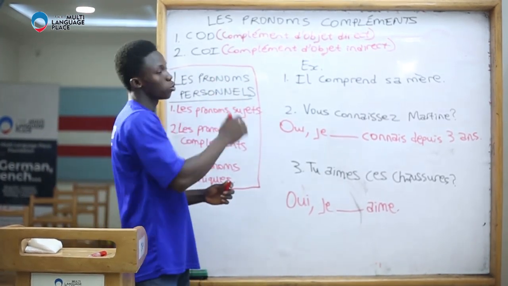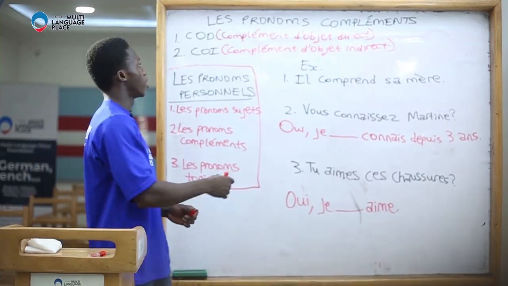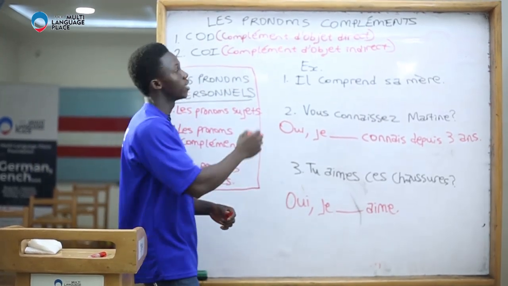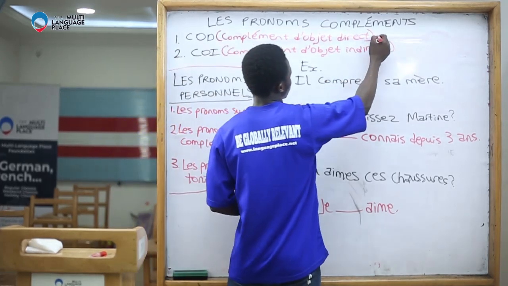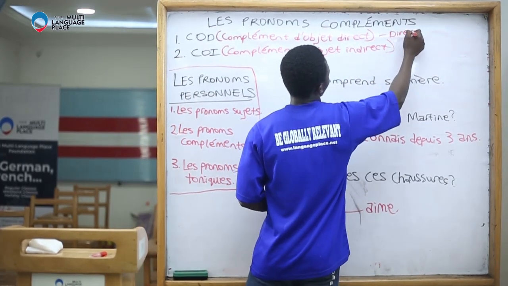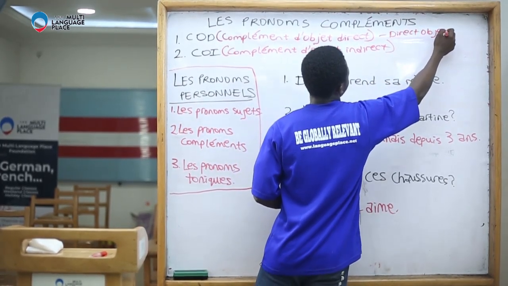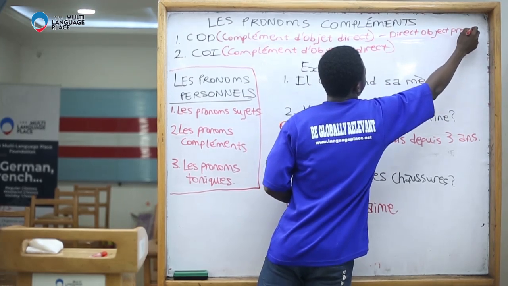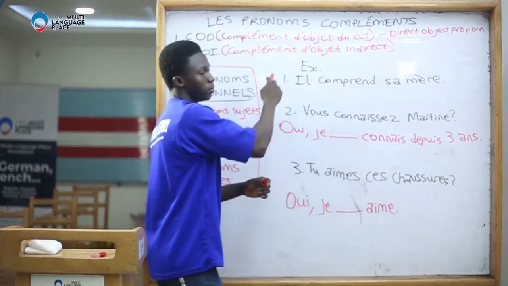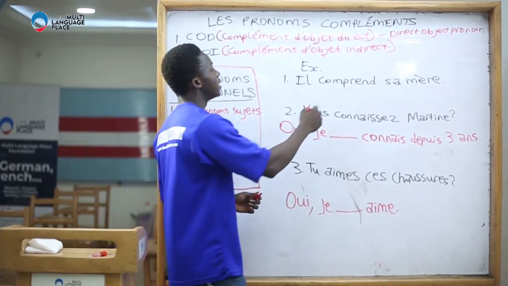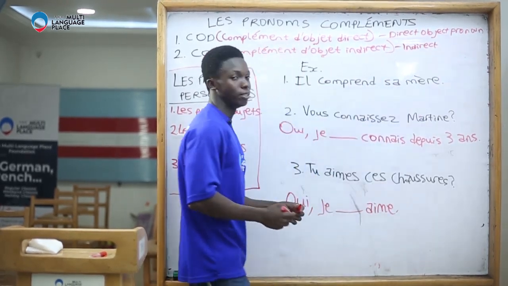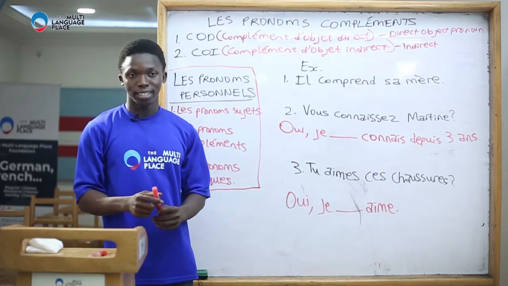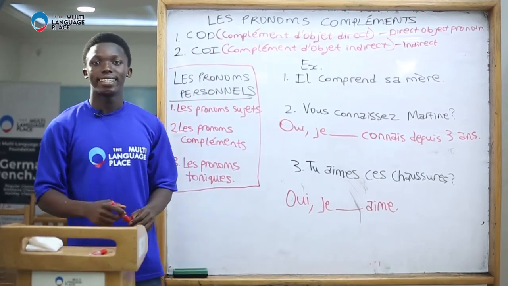And there are two types of pronom complément. On a COD, that is complément d'objet direct. Complément d'objet direct would mean direct object pronoun, while complément d'objet indirect would mean indirect object pronoun. Complément d'objet direct et complément d'objet indirect.